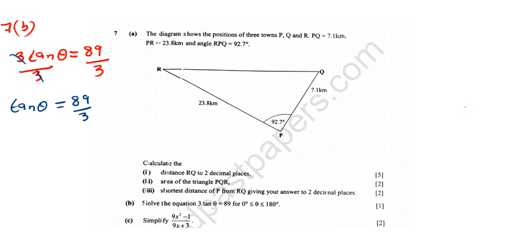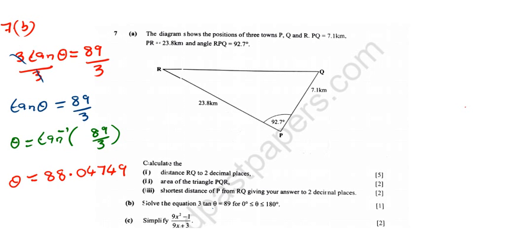But our interest is solving for theta. So let's take the tan to the other side. It will be theta is equal to the tan inverse of 89 over 3. When you do it on your calculator, tan inverse of 89 over 3, you get theta to be equal to 88.04749. So that's our theta.